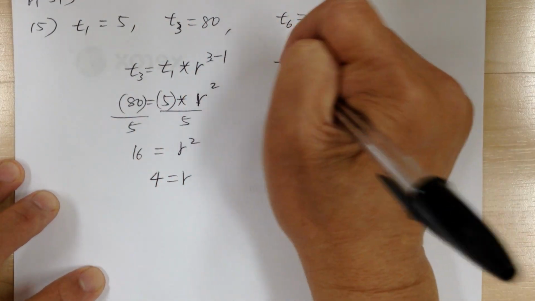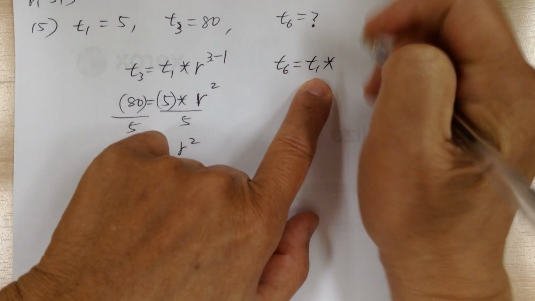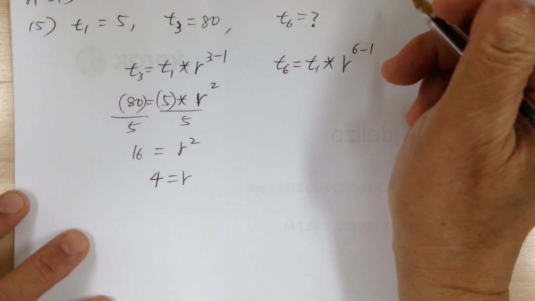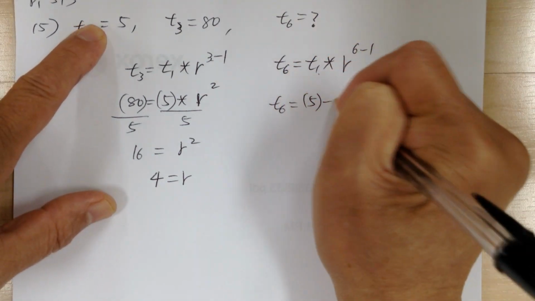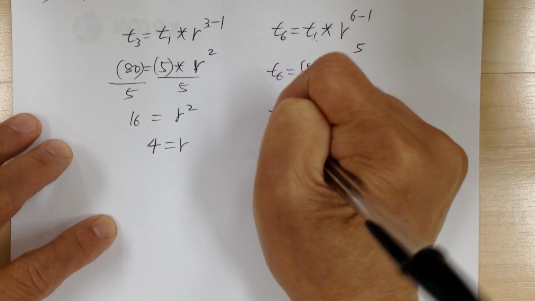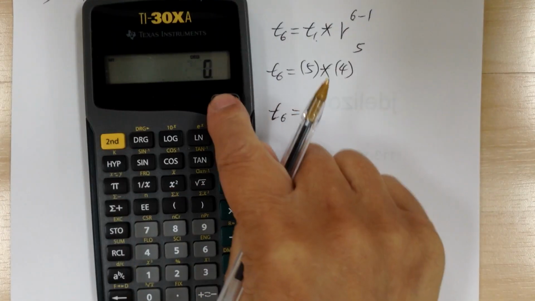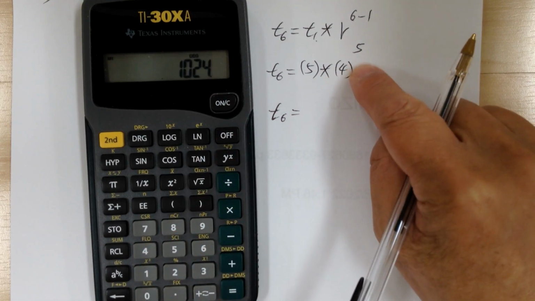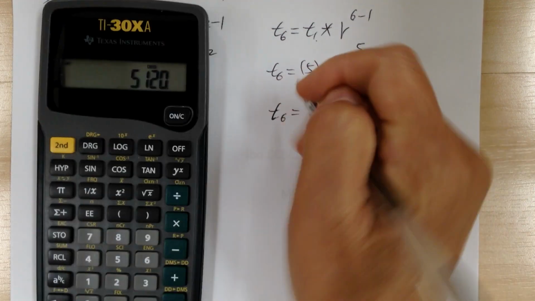So I'm going to use T6 and T1. Since I have a 6 and 1, I need to have a 6 and 1 in the formula. So again, these 2 numbers have to match. Then I'm going to substitute all the numbers in here. T1 is 5, and R is 4. 6 minus 1 is 5. So T6 equals, you can just work this one out. You're going to get 4 to the 5 power, which is 1024, times 5, so I get 5120.